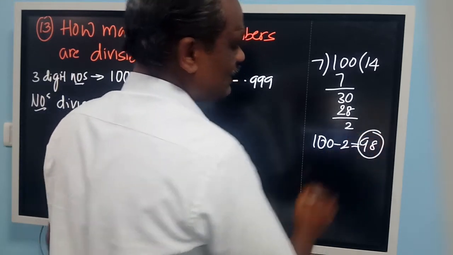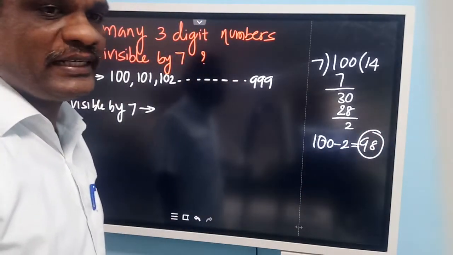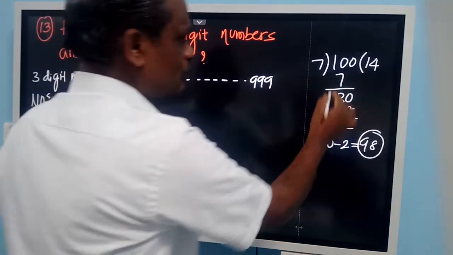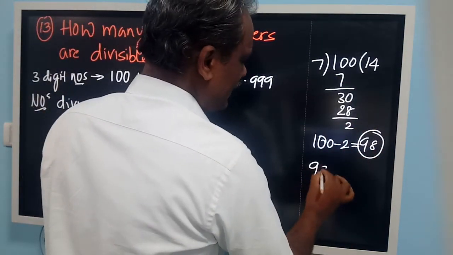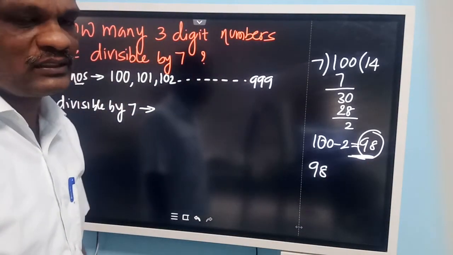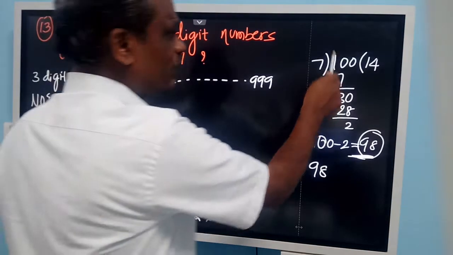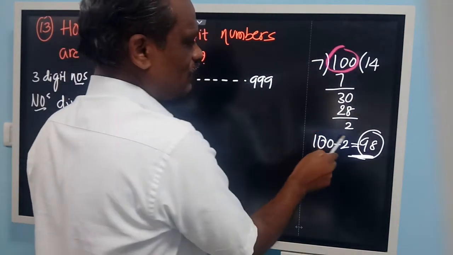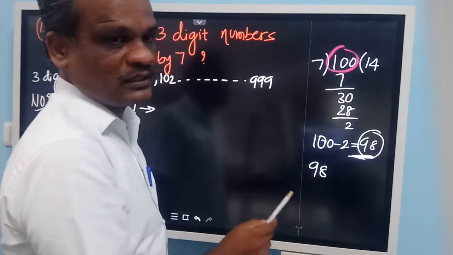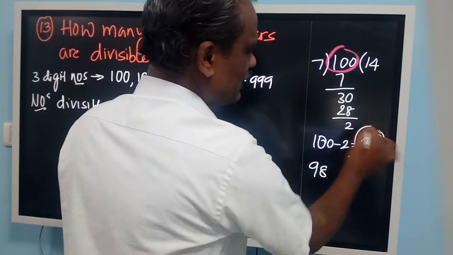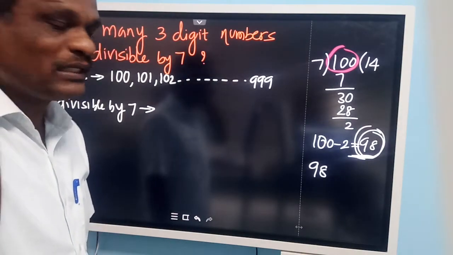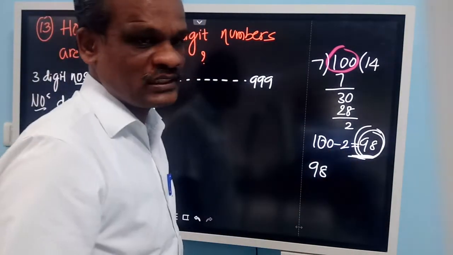So 98 is divisible by 7. But because it is a 2-digit number, we don't want that. So when you divide 100 by 7, you get the remainder 2. Subtract this 2 from 100 and you get 98, which is the number divisible by 7. Okay, but it is a 2-digit number.